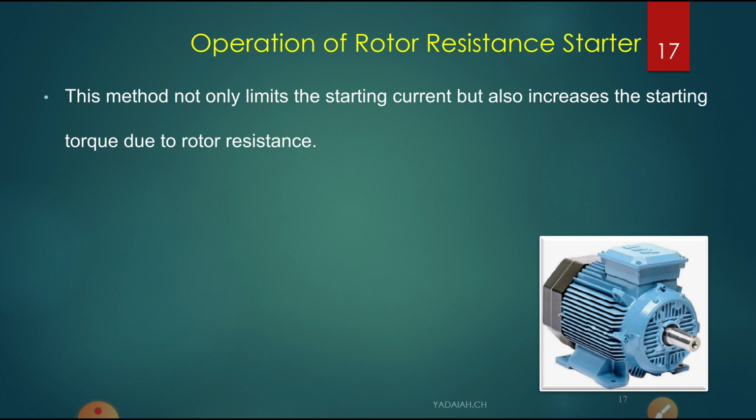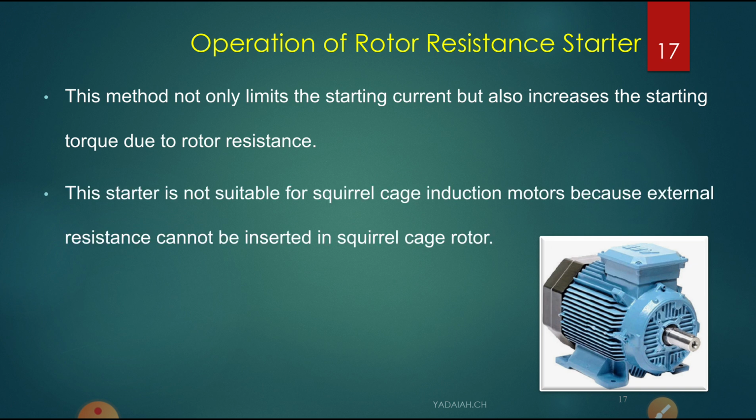The slip ring induction motor is similar to our series DC motor. You know what a DC series motor is. That is the similarity. The rotor rheostat starter is not suitable for squirrel cage induction motors. That means here what will happen?